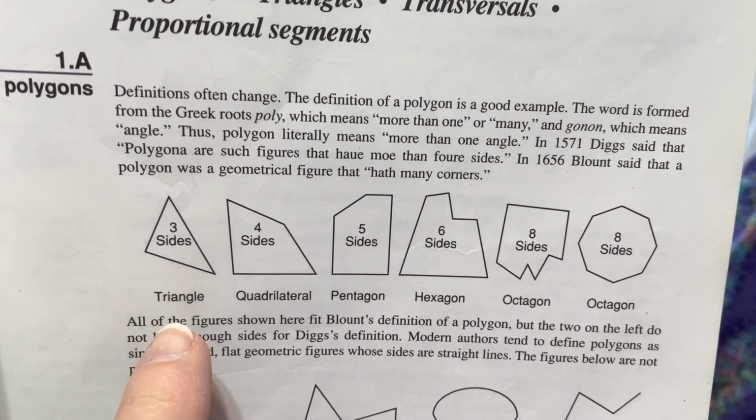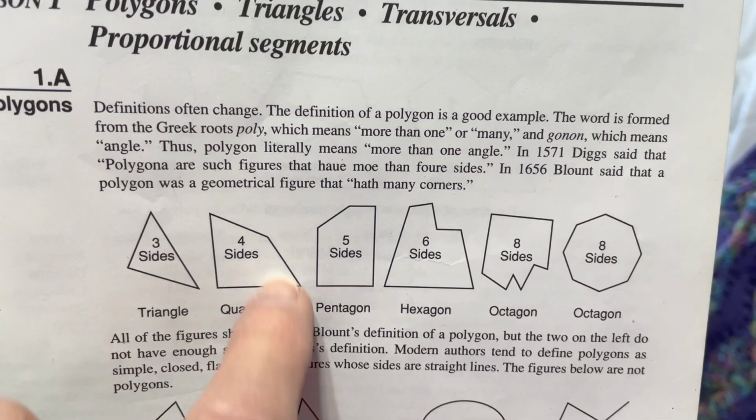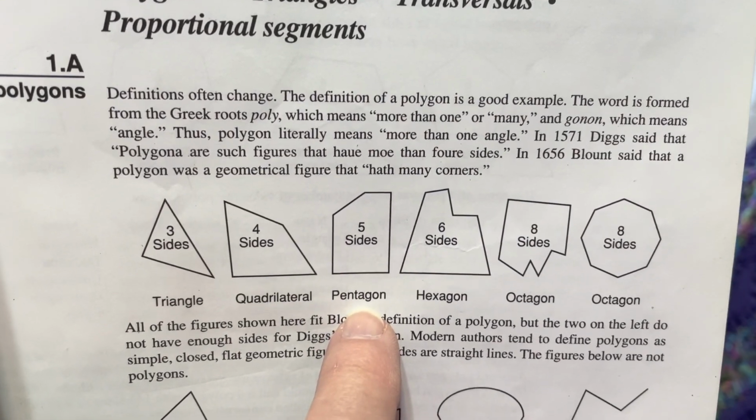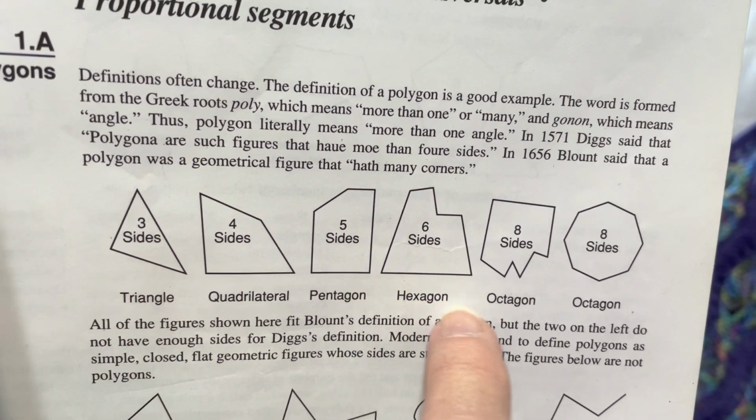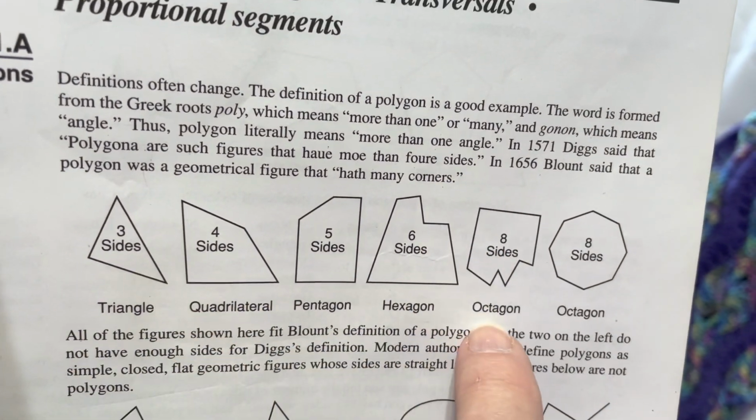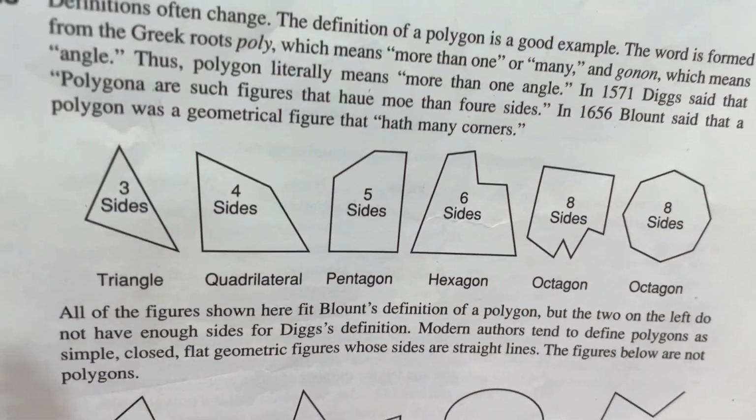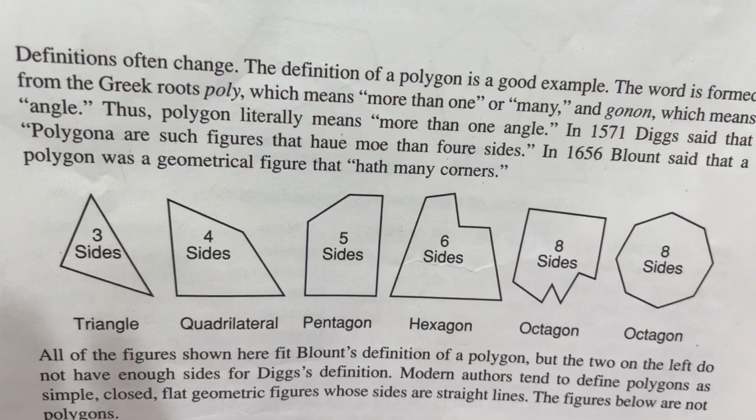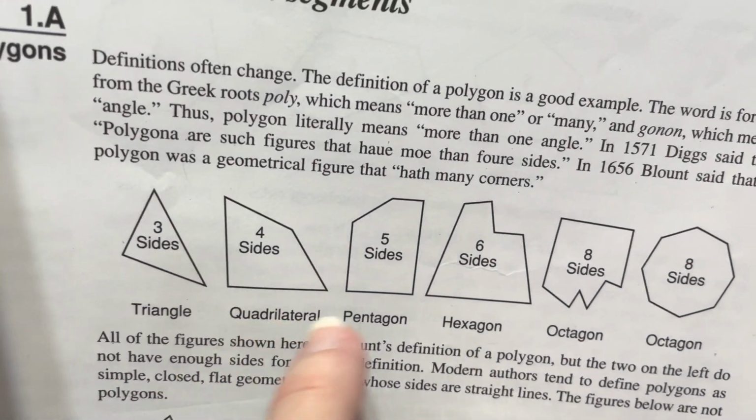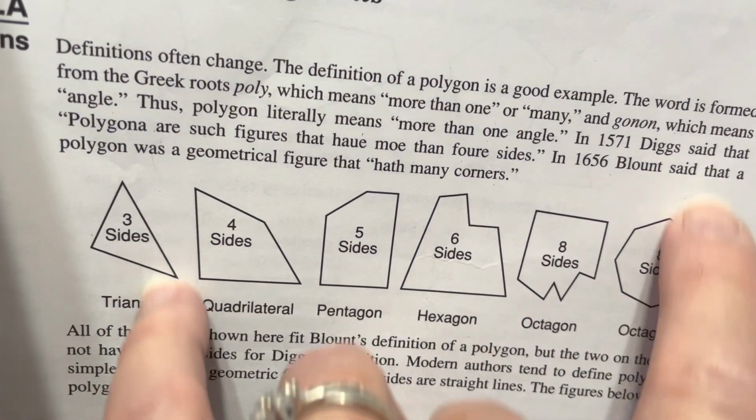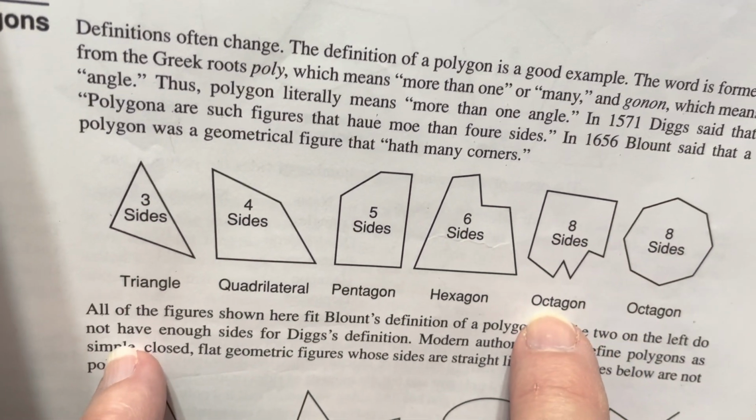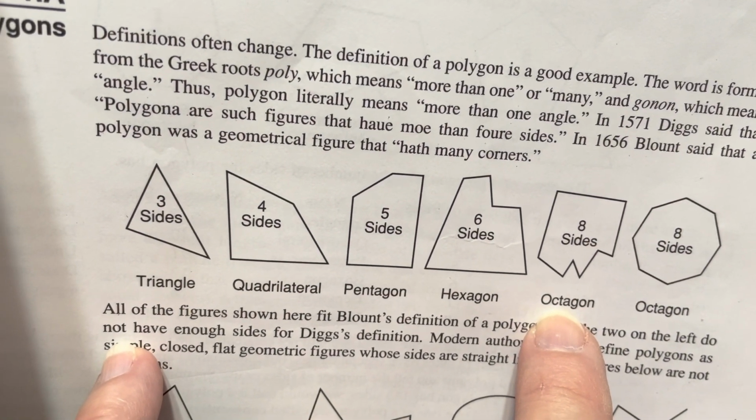Okay, so here, triangle, quadrilateral means 4 sides, pentagon, 5 sides, hexagon, 6 sides, octagon, 8 sides. So this is a regular octagon. Regular means all the sides and the angles are the same. This is a very irregular octagon.